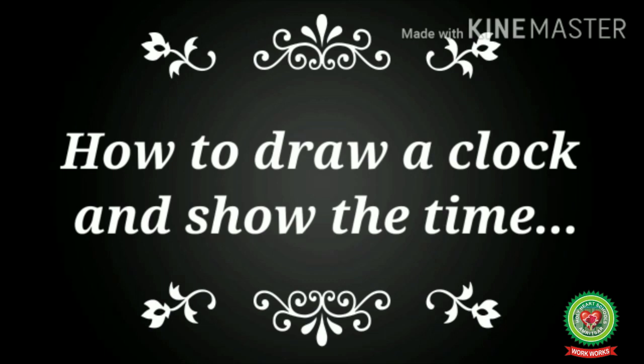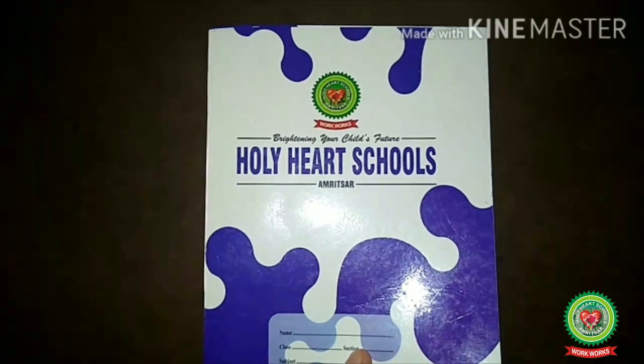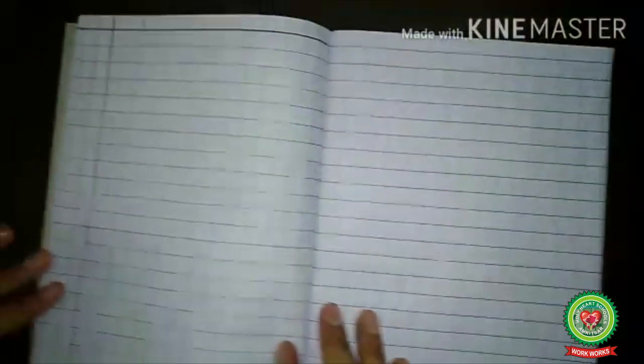Now children, we will see the school copy approach. We will also learn how to draw a clock and show the time on that clock. Okay children, let us see the school copy approach.